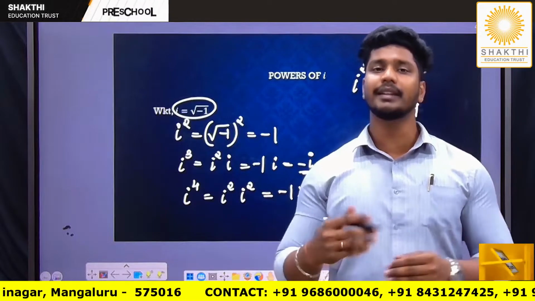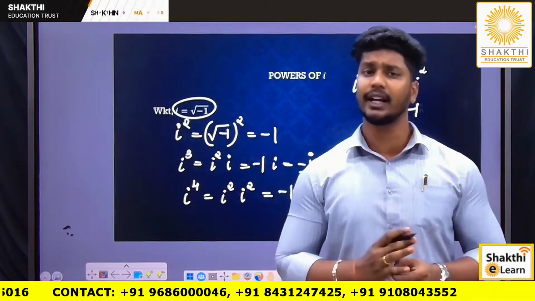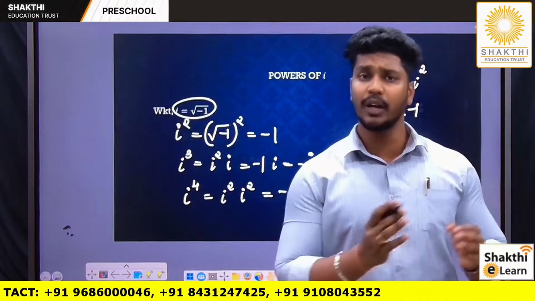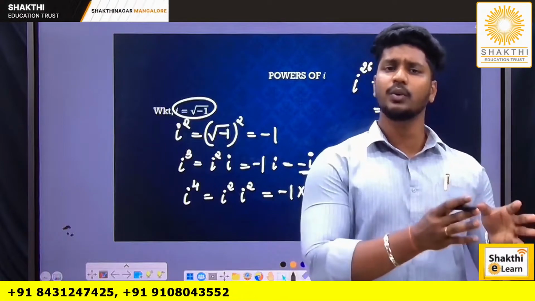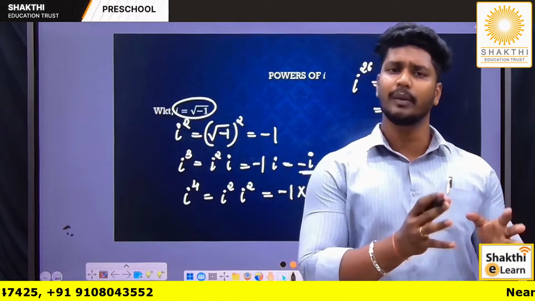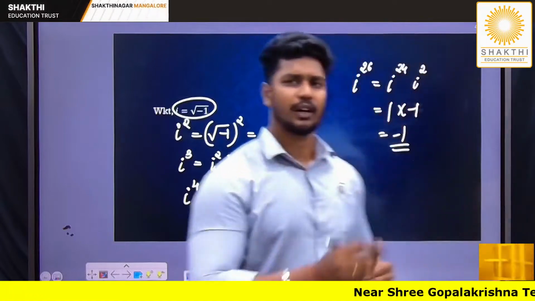i to the power 30, if it is asked, you are going for the nearest multiple of 4 among 30, that is i to the power 28, into i power 2. I can write, i power 28 is 1, and 1 into i power 2 is minus 1, that will be minus 1. I hope you have got this thing. We'll just go for the next topic.